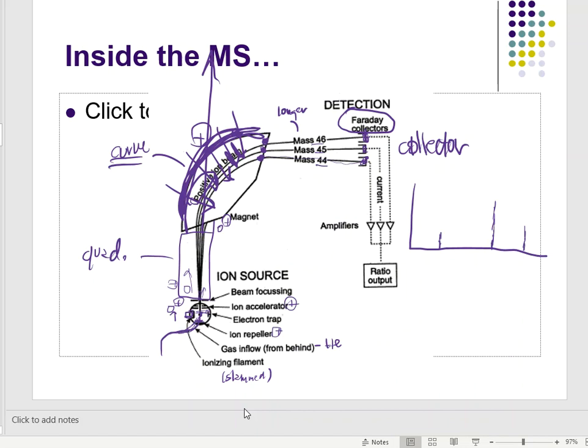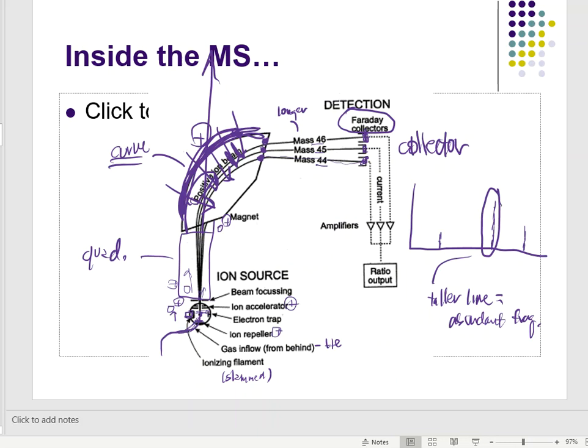Again, the height of the line is very important because the taller the line, the more abundant that fragment is. I'm seeing it more and more often. That's kind of the common thing that's escaping the quadrupole, coming around the curve and hitting the collector plate. That is what the most common fragment is when this thing gets slammed with the electron ionization energy.